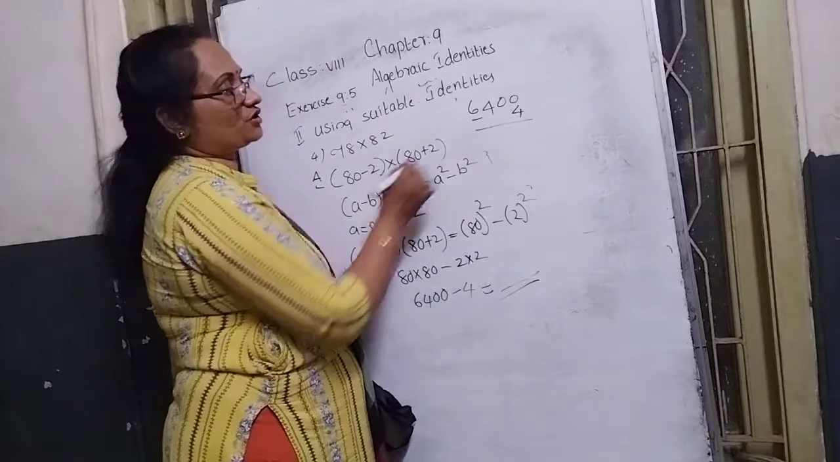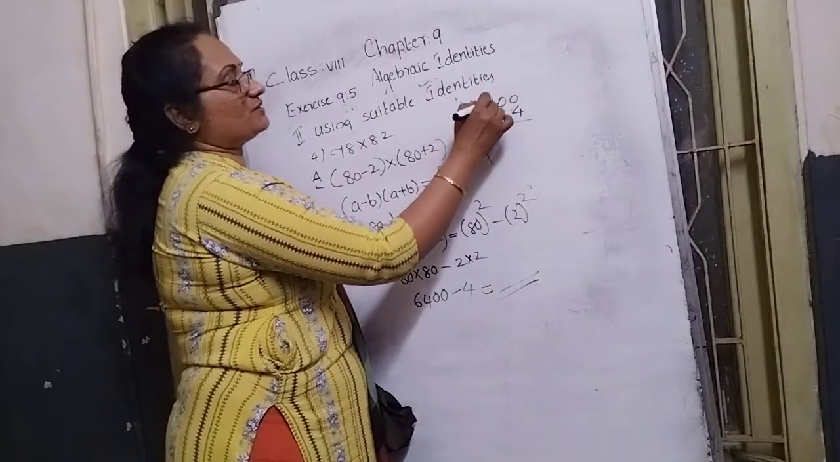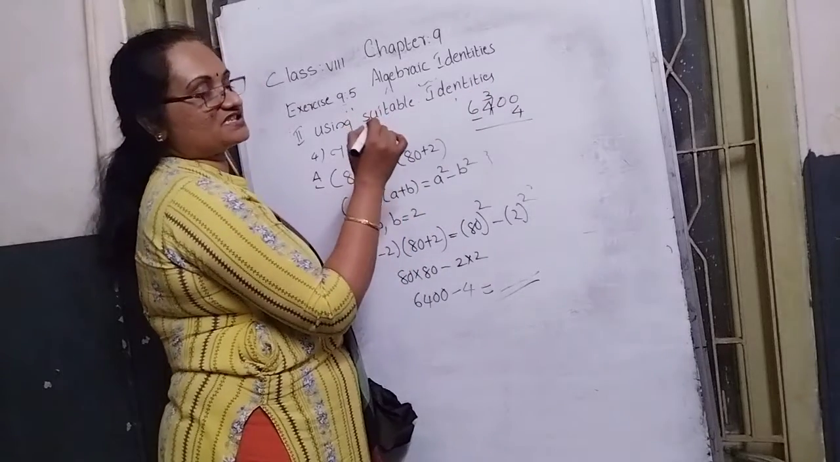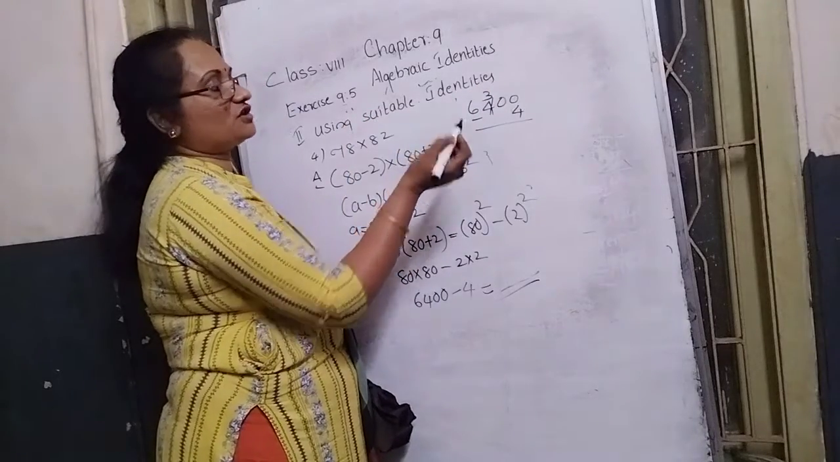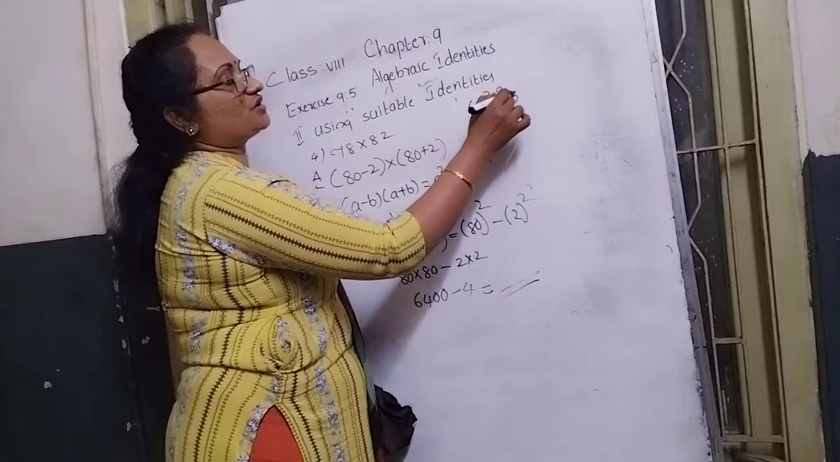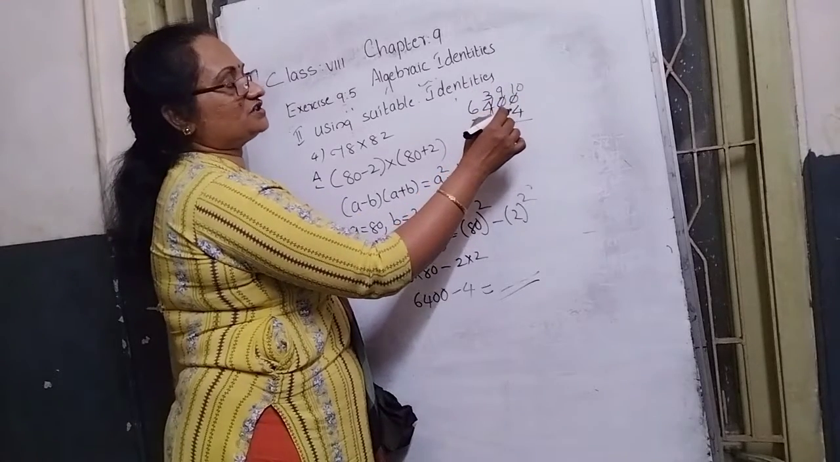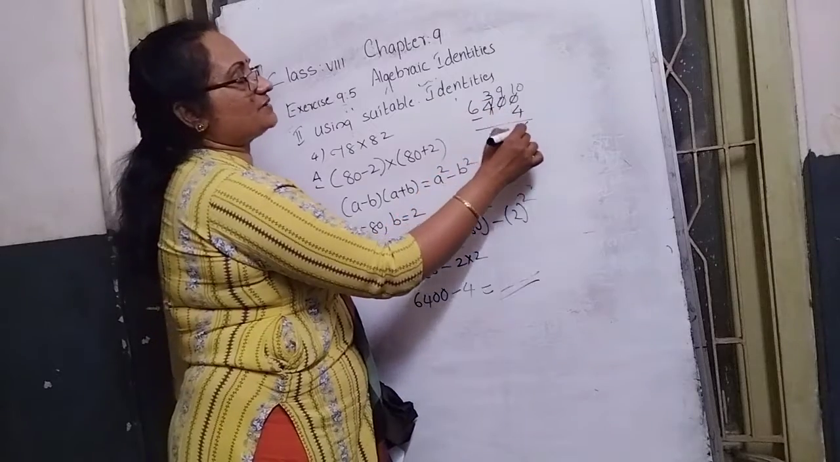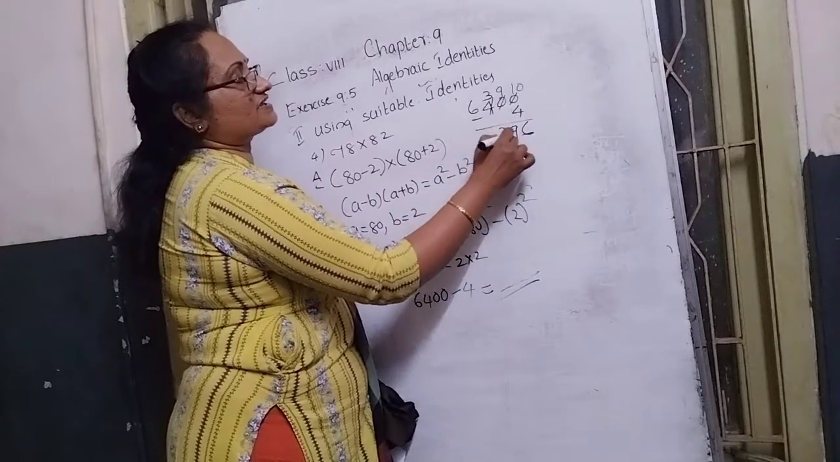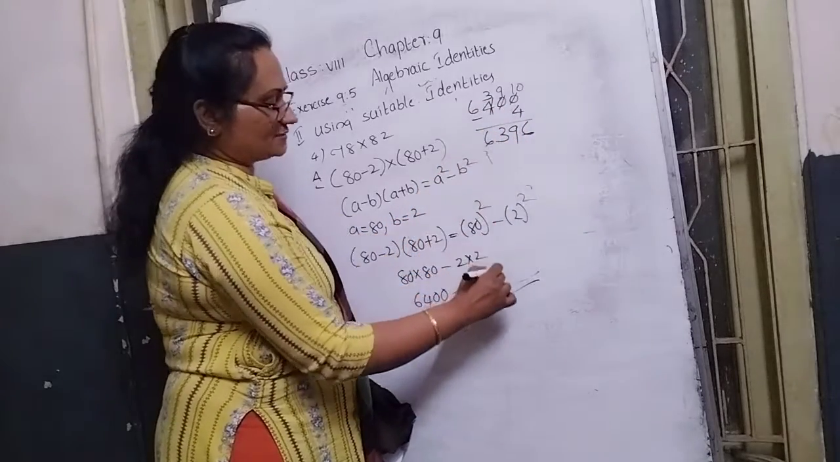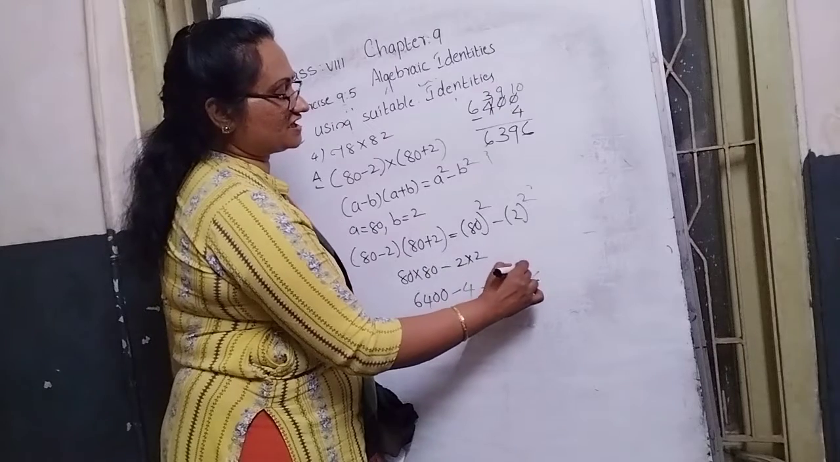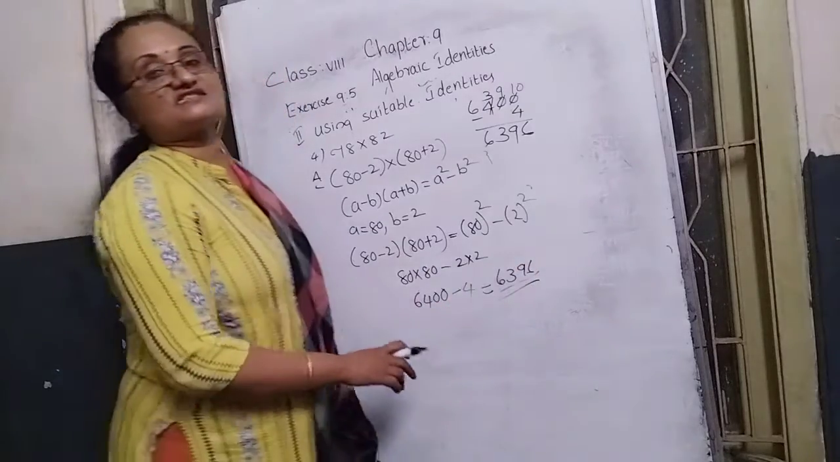0 minus 4 is not possible. Go to the next place: no numbers. Go to the next place: 4 is there. Take 1 from 4, so 4 changes to 3. Middle 0 becomes 9, last 0 becomes 10. 10 minus 4 comes to 6. Here 9, 3, 6. So the answer becomes 6396.